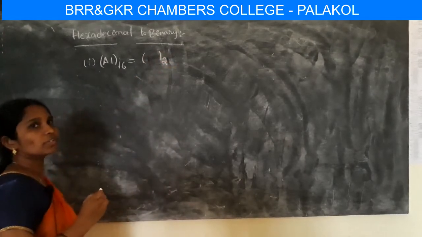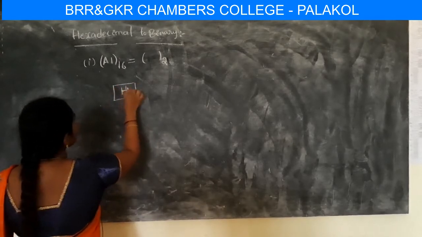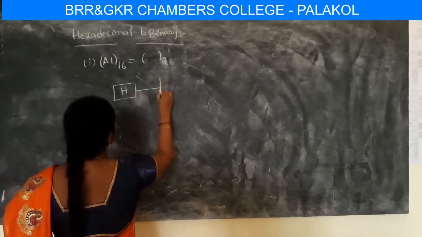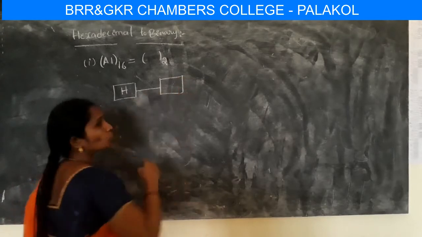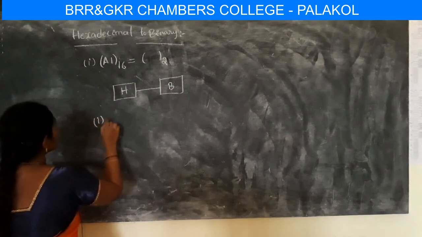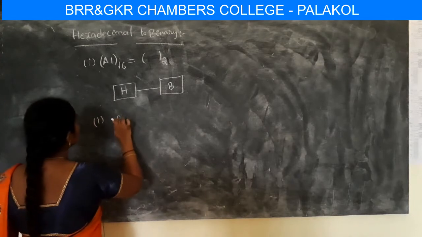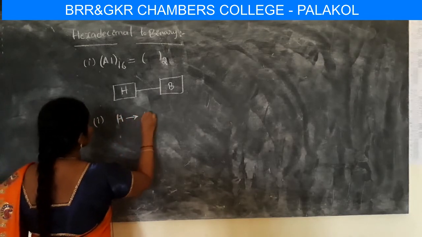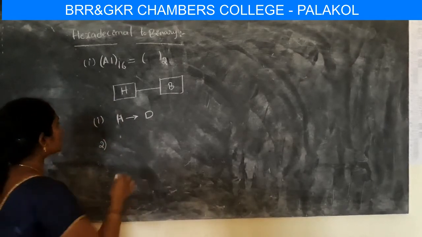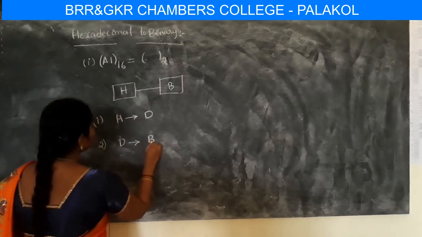So what is the process? Any hexadecimal number converting into a binary will follow two steps. Step number 1: this hexadecimal number is converted into decimal, and step number 2: this decimal number is converted into a binary.